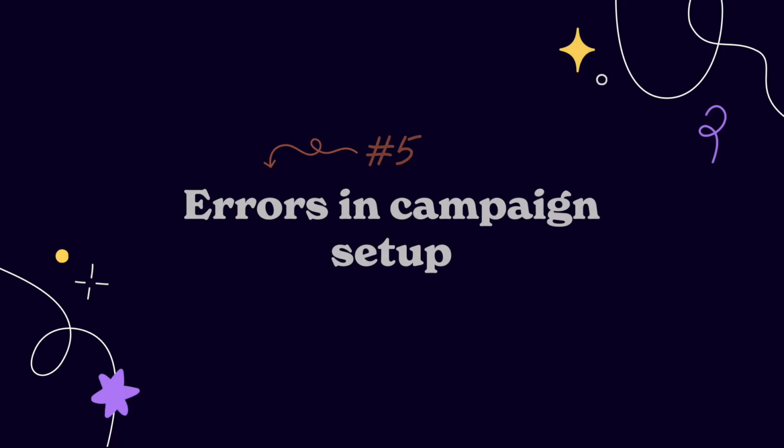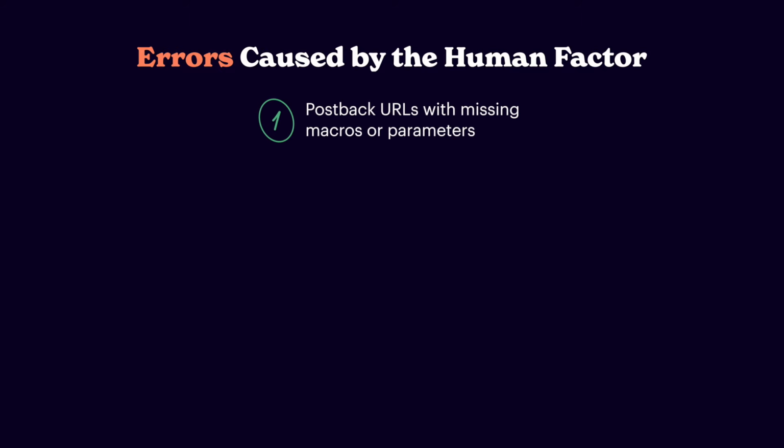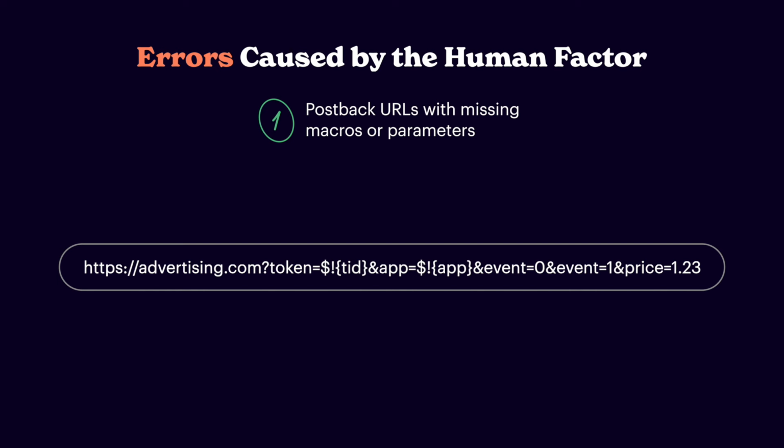And the final issue is errors in campaign setup. A lot goes into setting up an ad campaign, so you have to agree with your partners on every detail, from targeting settings through acceptable ad formats to the data to be passed in bid requests. So you can easily make a technical error that will affect the measurement of your campaign results. Errors caused by the human factor: post-back URLs with missing macros or parameters, ad tags or RTB header wrappers with erroneous code, and files that do not meet the requirements for ad creatives.